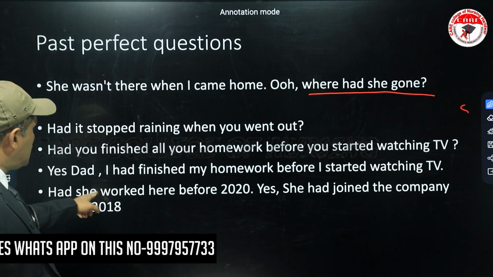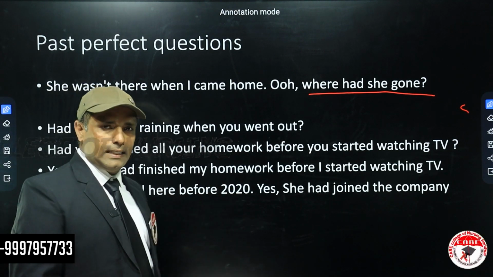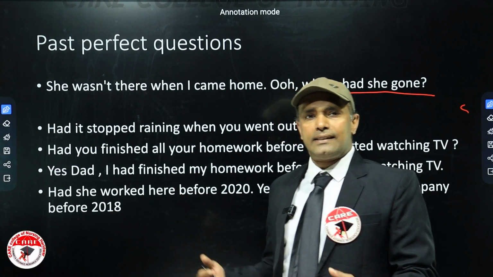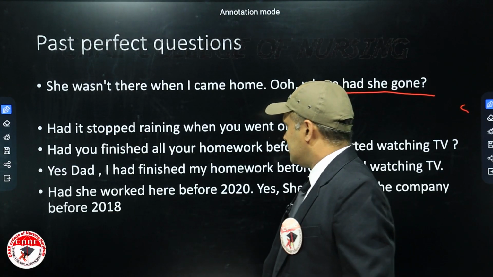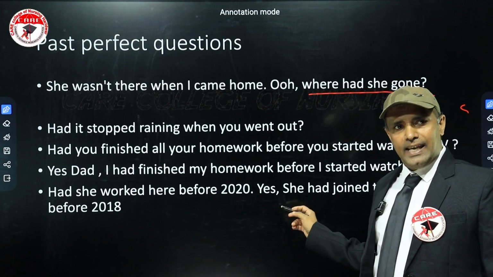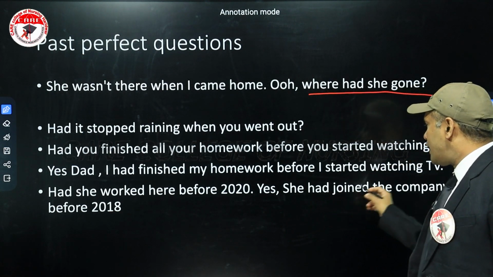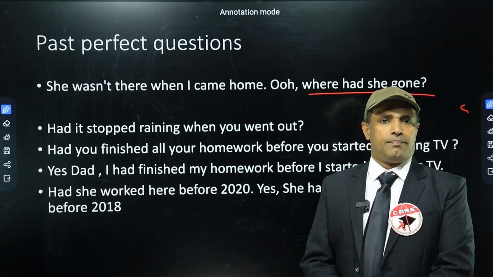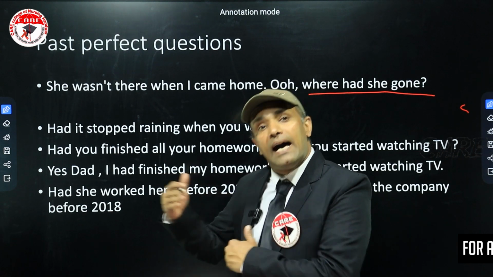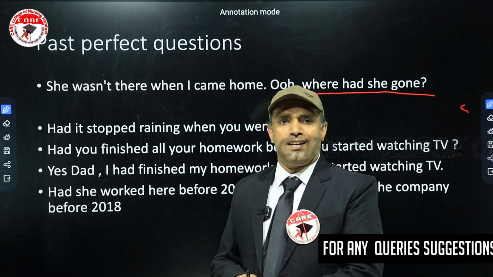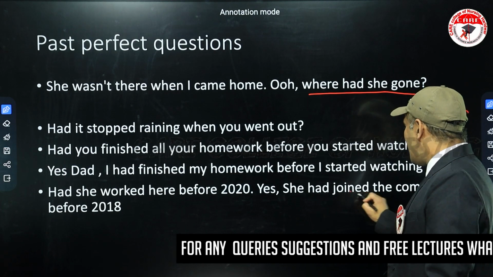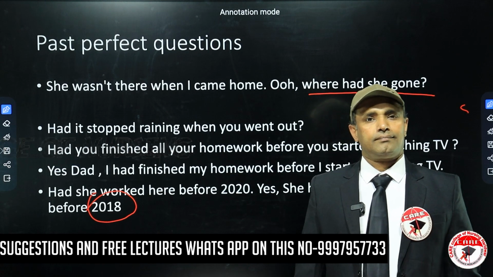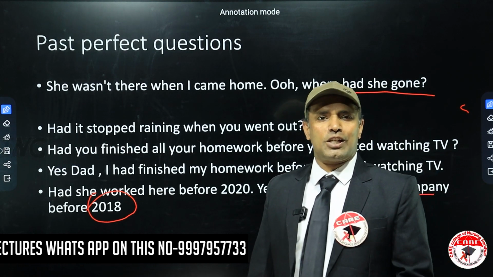Another one, had she worked here before 2020? So the person is actually asking something about the past. Now, the answer, yes, I think so. She had joined the company before 2018. So उन्होंने 2018 से पहले join किया था. So here we are mentioning an event, an action which happened before a past time. All right. So this is the basic structure.